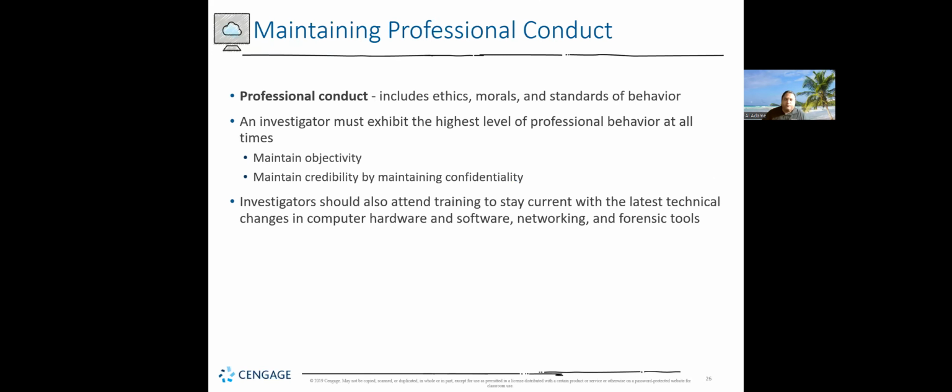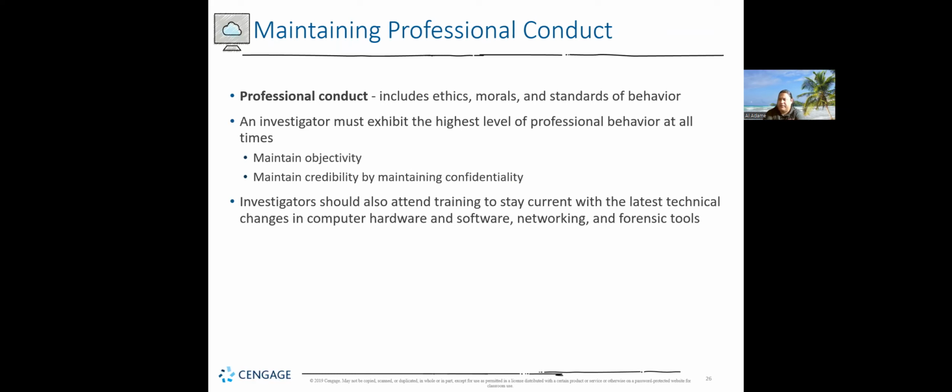So let's talk about professional conduct. It includes ethics, morals, and standards of behavior. An investigator must exhibit the highest level of professional behavior at all times, maintain objectivity, maintain credibility, and maintain confidentiality. Whatever you work on in terms of recovering data, you can't talk about it if you're working a case, regardless of whether it's private or public. It can involve people's lives and finances. That's why you have to maintain confidentiality when working on something.